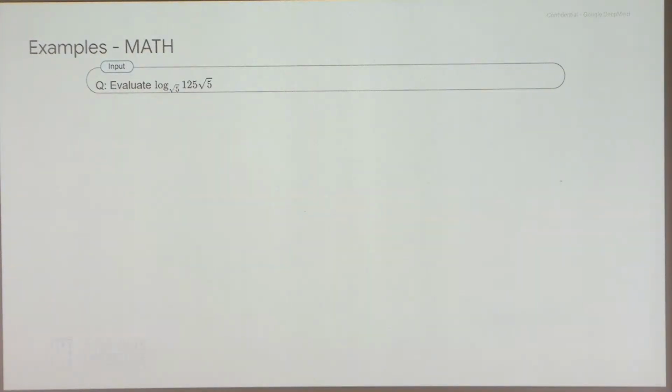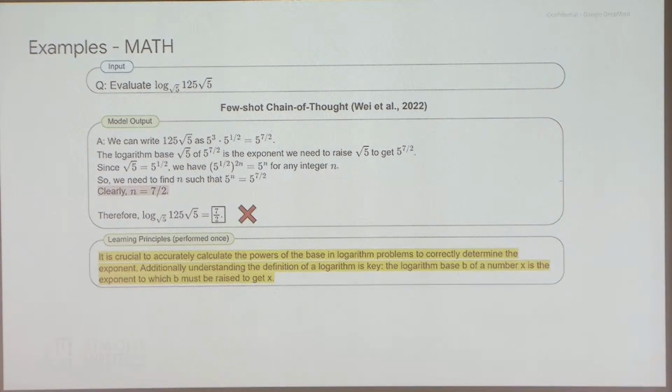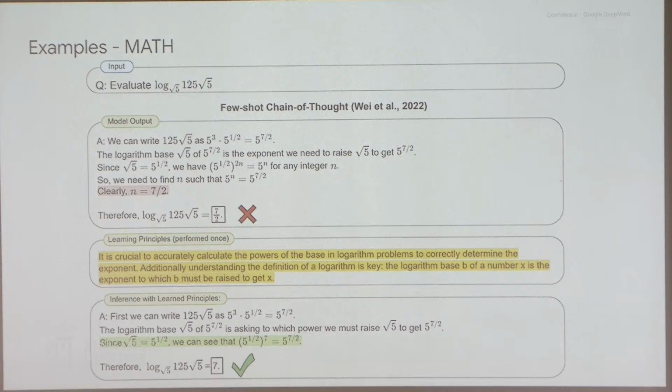So here's an example from the MATH benchmark. The question is to evaluate this expression. The baseline answer, few-shot chain of thought, if I remember correctly with GPT-4, was incorrect. The model fails to simplify one of the steps. In contrast, the learned principle in this case was: it is crucial to accurately calculate the powers of a base in logarithm problems to correctly determine the exponent. Additionally, understanding the definition of a logarithm is key. The logarithm base b of a number x is the exponent to which b must be raised to get x, which makes sense. And indeed, using the same few-shot examples and the same model, with the only difference of having this principle and a few other principles in the prompt, the model solved the problem correctly and simplified the final step correctly.